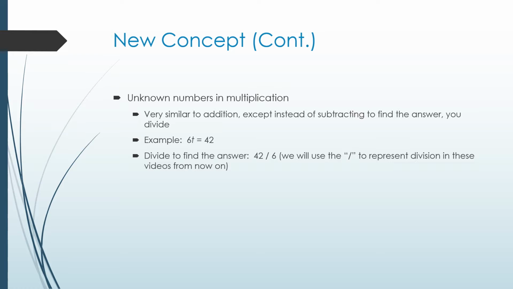So anytime you see this between two numbers, that's going to mean we're dividing. So 42 divided by 6. And we find out that t would be 7. And the same thing, we can take the 7, stick it in there for t. 6 times 7 is 42, so we got the correct answer.